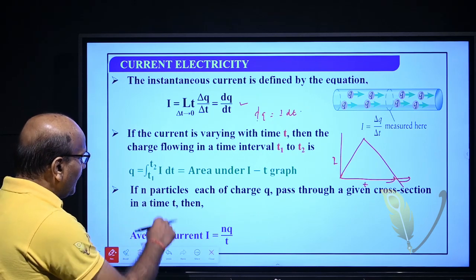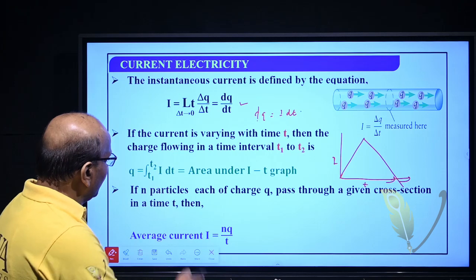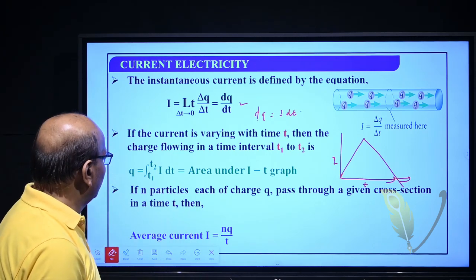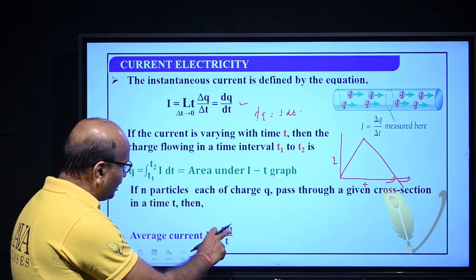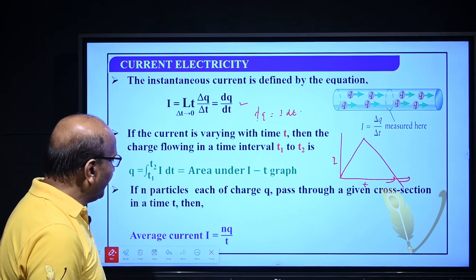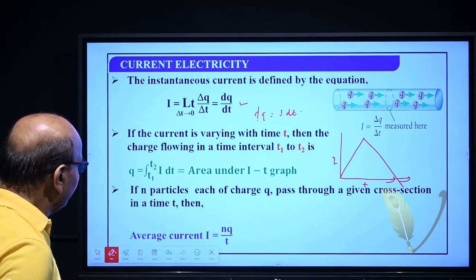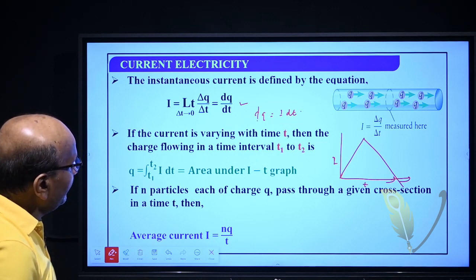If n particles or n electrons each of charge q pass through a given cross section in a time delta t, then average current I is equal to nq by t, or ne by t. If it is an electron, then q is equal to e, so current is equal to ne by t.